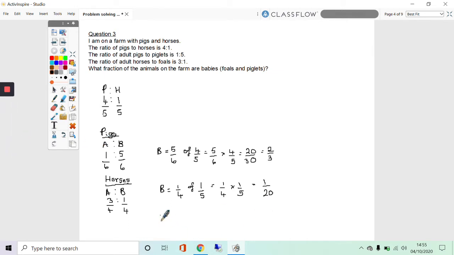So I now need to add these together. So 2/3 of my animals are piglets, and 1/20 of the animals on my farm are foals. The lowest common multiple of 3 and 20 is 60. So if I turn those into equivalent fractions, I'm going to get 40/60ths are piglets and 3/60ths are foals. So altogether, 43/60ths of the animals on the farm are babies.